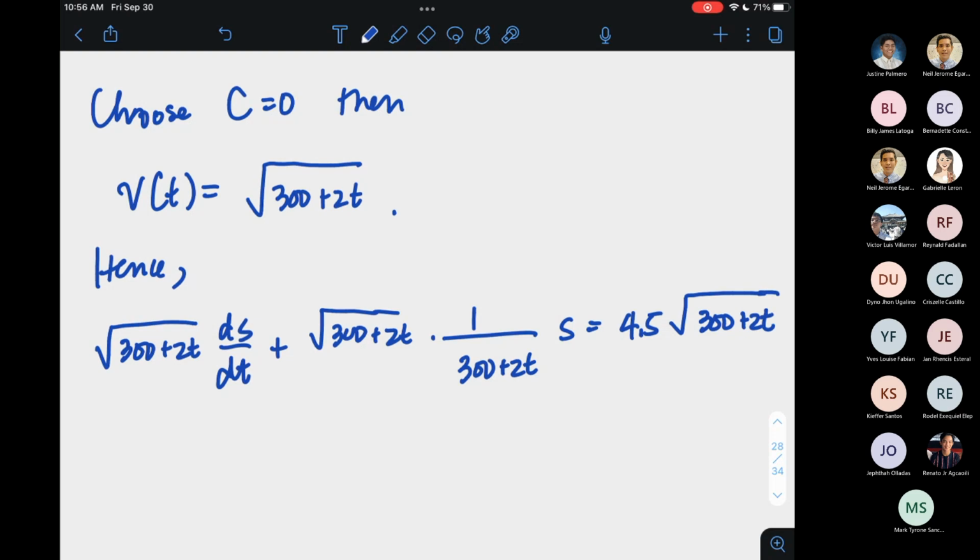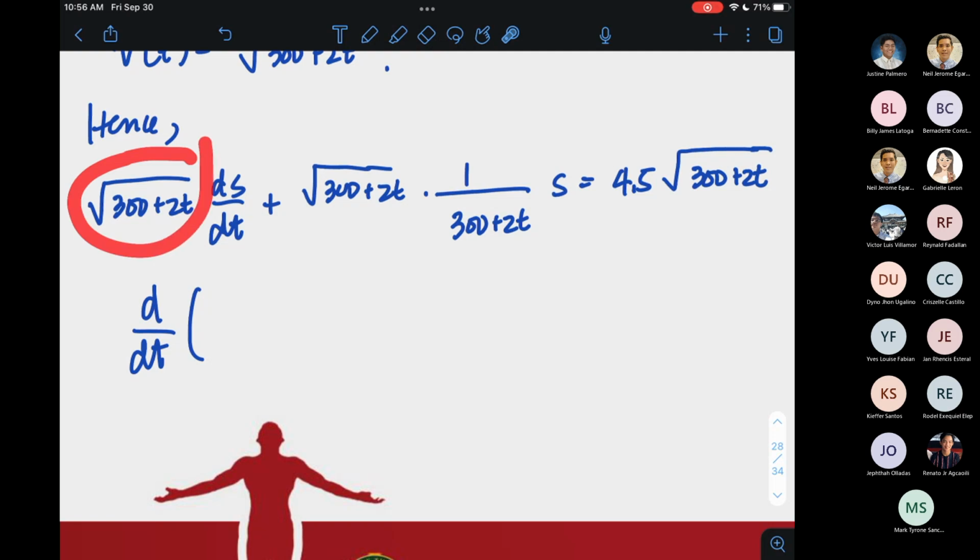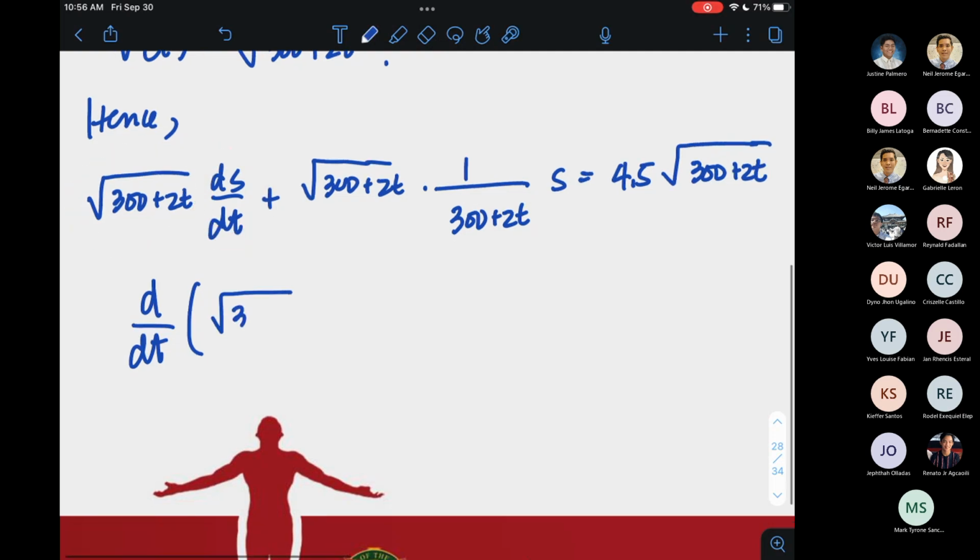Okay, so nag-multiply lang ako ng integrating factor to both sides. And then we have chosen the multiplier to be an integrating factor. So the left-hand side should be a product of the product rule. Dapat resulta siya ng product rule. And our candidate is that it is the derivative with respect to the independent variable. Kakopyahin ko lang to, tapos ito papalitan ko ng s. So this will be derivative ng 300 plus 2t times s.